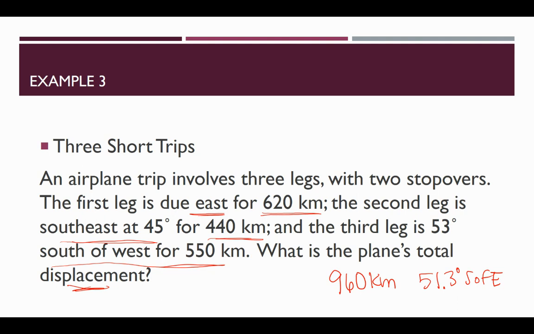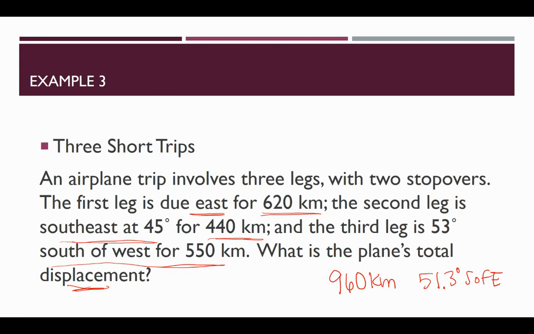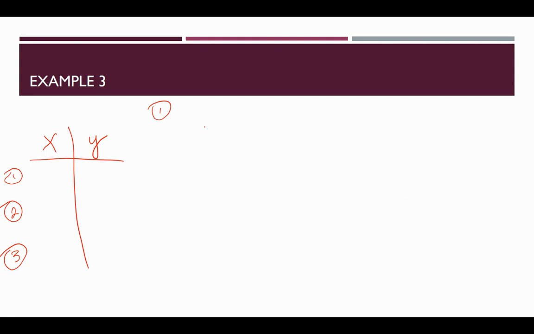All right, so we have the first leg is due east for 620 kilometers. A different way of setting this up, I know I set it up a little different before: I had my X and my Y column, and in this particular case I have 3 vectors, so I'll have 1, 2, and 3. So I can solve each of these. I like to draw the vectors individually, breaking them apart into their components. So my first one is due east, 620 kilometers. So perfectly east, 620 kilometers. That means I have positive 620 here, and for the y, there's no y distance.